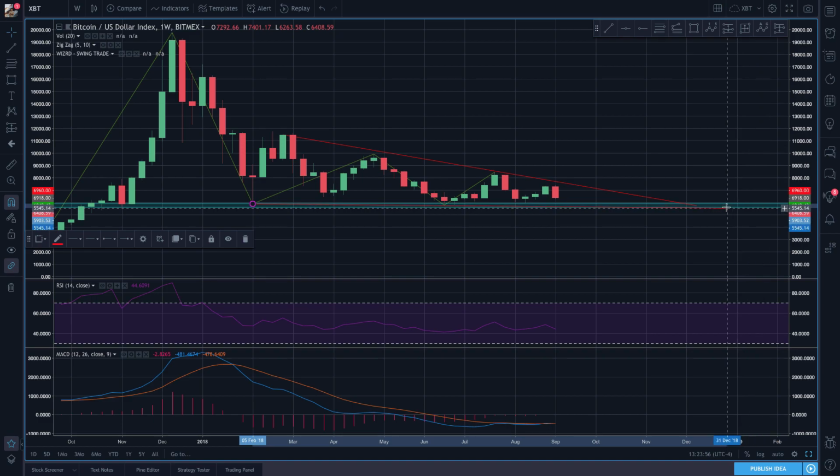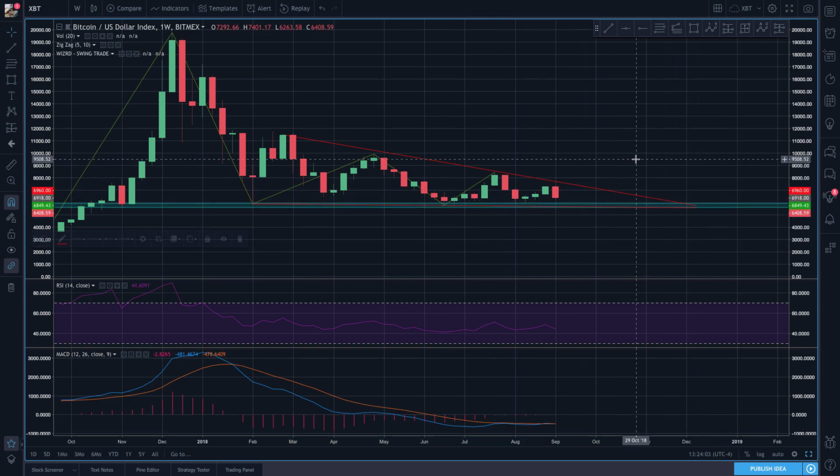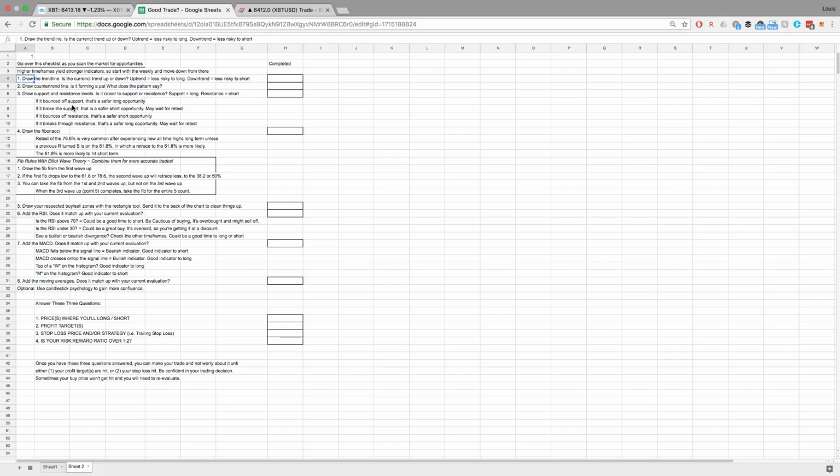And then you connect them. What you do is you connect them and then you elongate it. So it looks like we have this structure right here. So maybe it'll go down again, come up again, go down again, and just consolidate until we get a breakout to the upside for the next bull run. That's a possibility. Anyway, what's next?